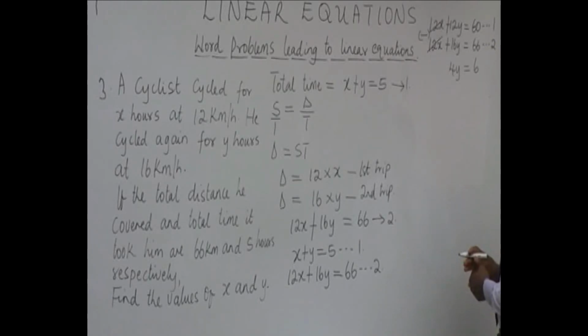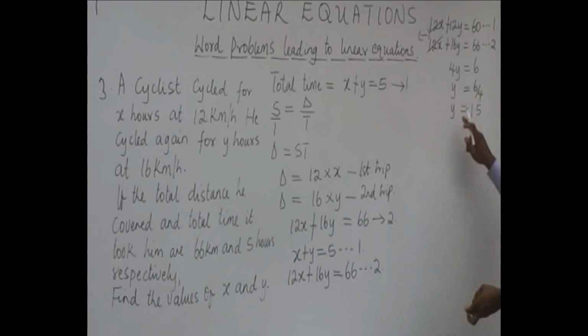If you divide both sides by 4, you're going to have only y left on the left-hand side of the equation, and on the right-hand side, you have 6 divided by 4. And 6 divided by 4 is going to give you 1.5. That is the value of y.